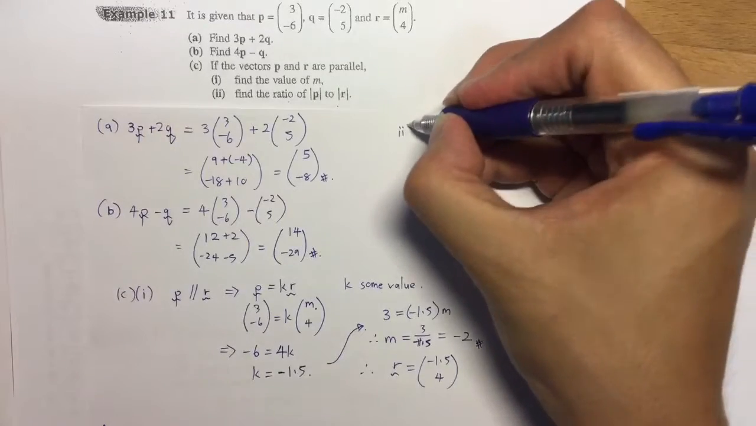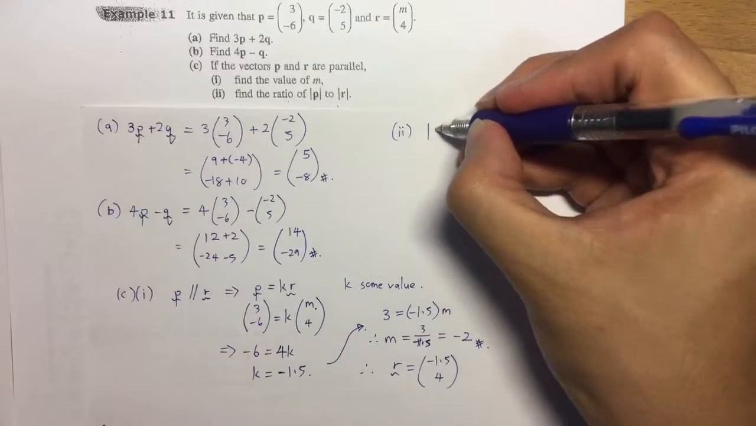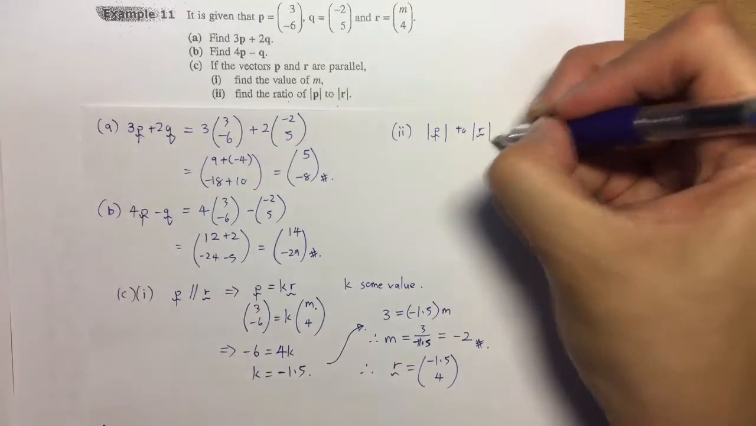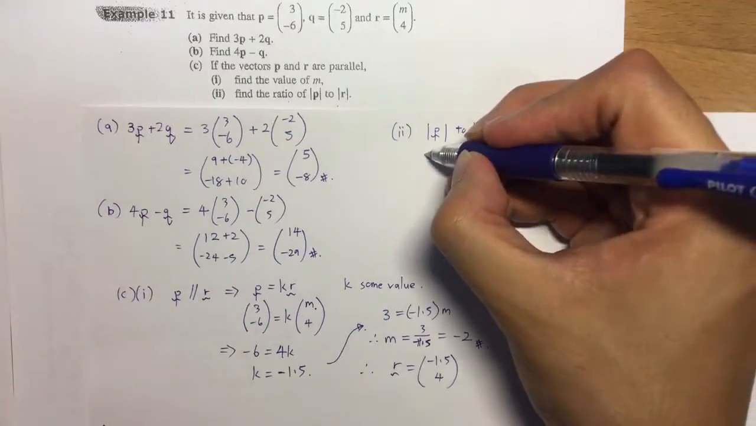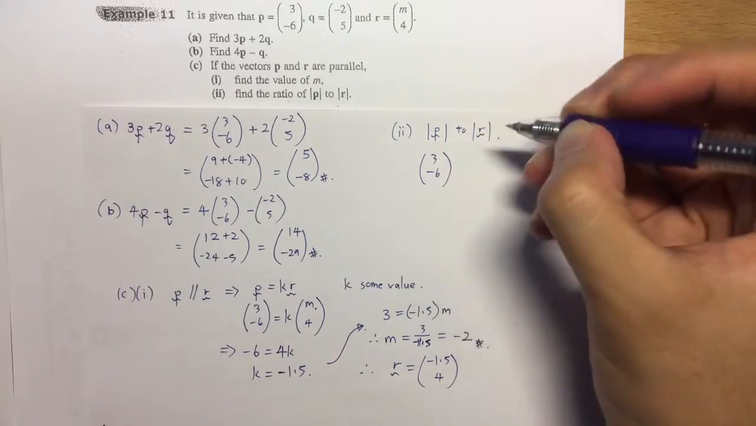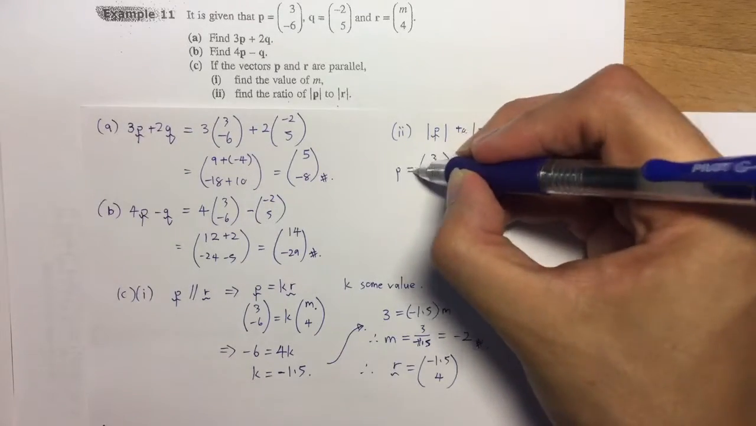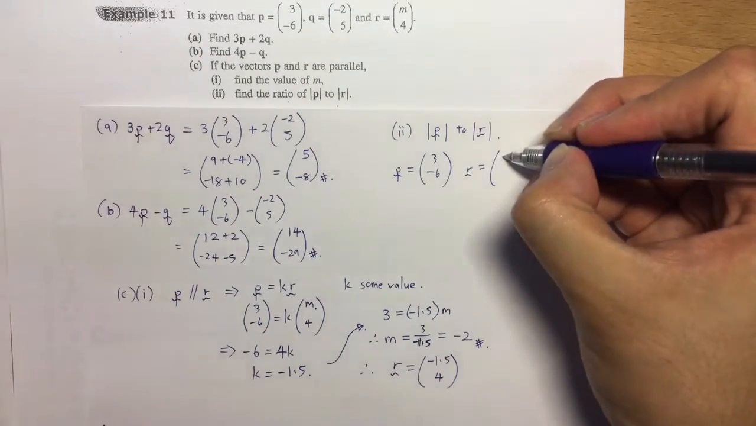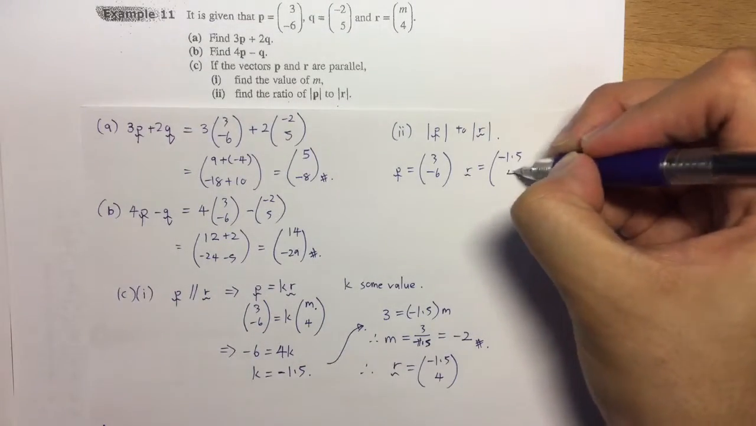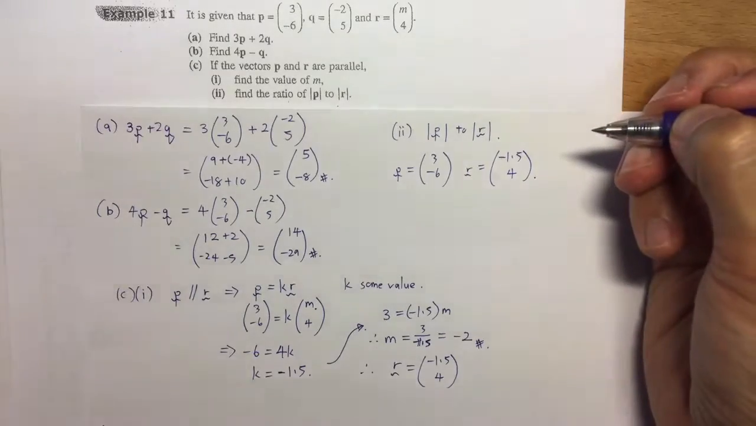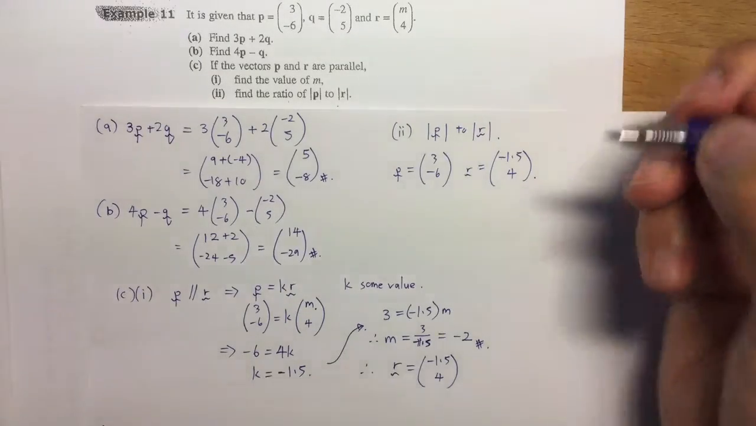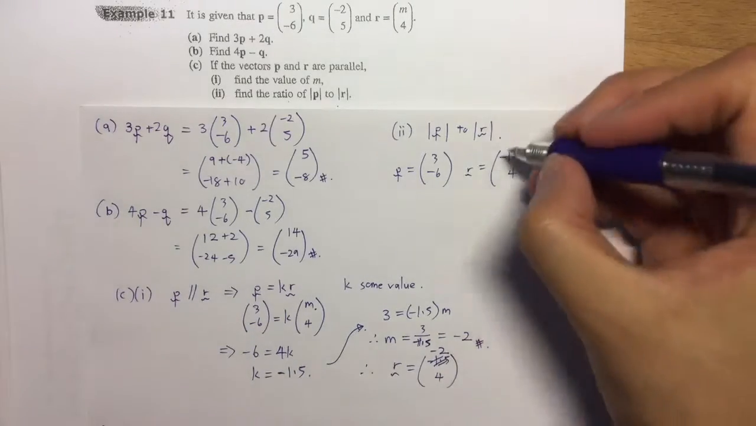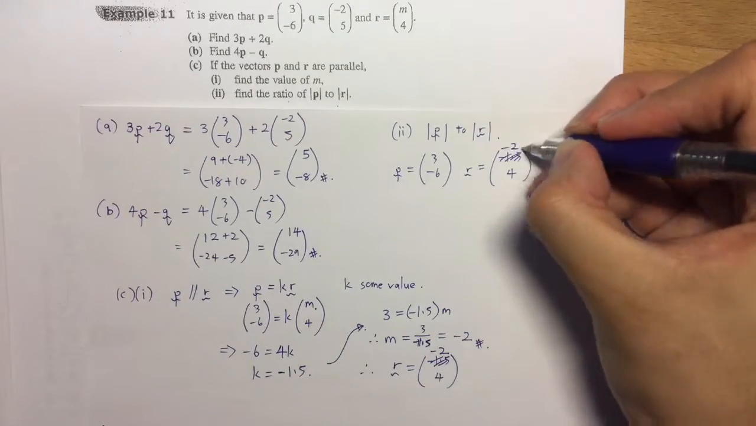And now on to the second part. Find the ratio of p to r in terms of vectors. So now if I compare p and r, first of all, p is 3, negative 6, and r is this. Oh wait, I made a mistake here. It's minus 2 here. So it should be negative 2.